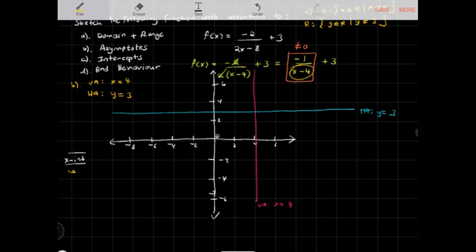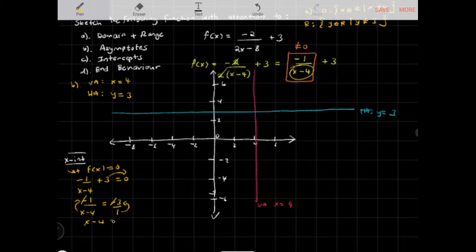So I'm going to let f of x equal 0, and if I let f of x equal 0, you get -1 over x minus 4 plus 3 is equal to 0. I'm going to move the 3 to the other side. You get -1 over x minus 4 is equal to -3. What I'm going to do here is take the reciprocal, right? And the negatives can cancel out if you divide them, right?